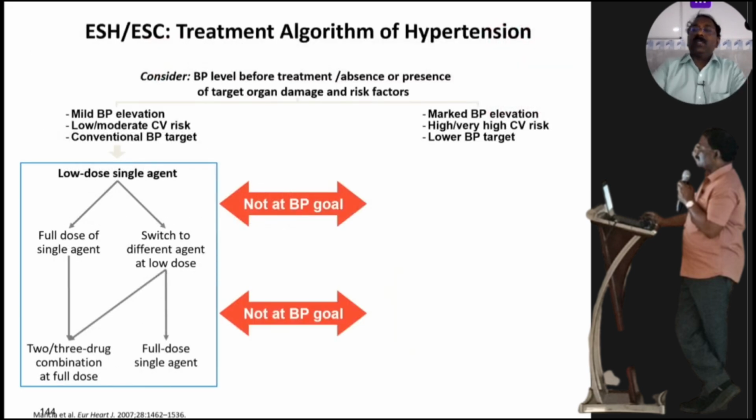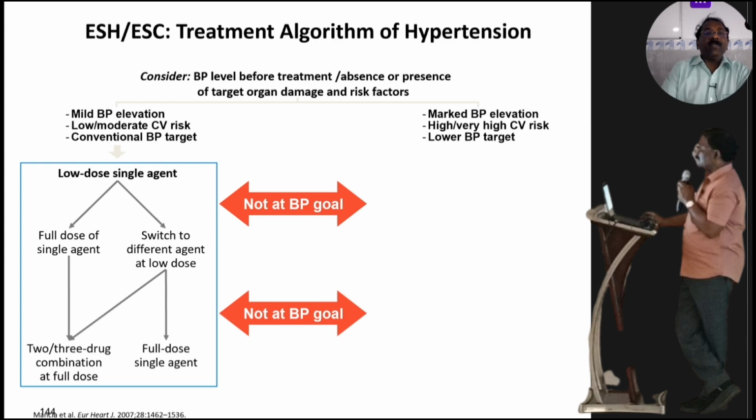Consider the BP level before the treatment, and the absence or presence of target organ damage in the risk. This is a very important take-home point. Whenever you see a patient with hypertension, you always look for target organ damage. What do you mean by target organ damage? Maybe retinopathy, proteinuria, LVH, TIA, carotid intima-media thickness, or ankle brachial index, etc. This is very, very important, the target organ damage, and act accordingly. Marked BP elevation, higher.